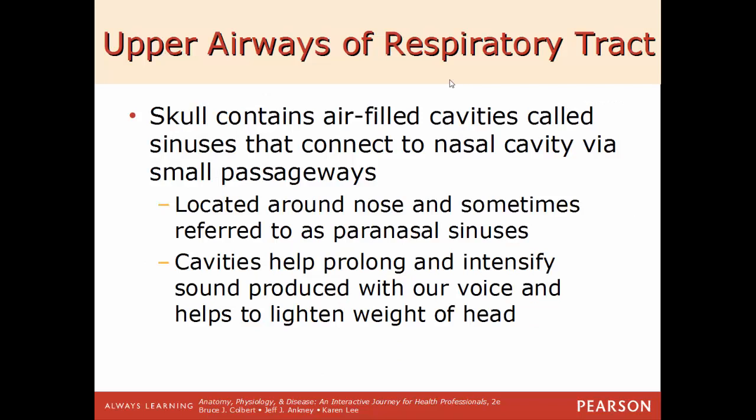Alright, the skull will contain air-filled cavities called sinuses that connect to the nasal cavity via small passageways. And these are located around the nose and sometimes referred to as the paranasal sinuses. Now, these cavities will help prolong and intensify the sound produced with our voice. It also helps to lighten the weight of your skull. Now, this is why whenever you are sick with a cold or a flu and you are congested, this is the reason why your voice sounds different. Because you are filled with mucus and your voice can't resonate through your sinuses like it normally would. You're basically muffling the sound waves. You're altering how your voice sounds coming out of your head.